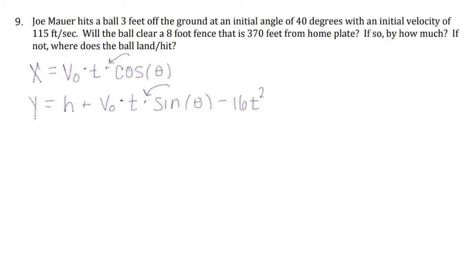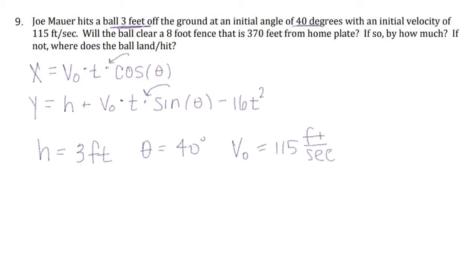All right, so let's look at the information we're given. We have a ball that's hit 3 feet off the ground, so I know my height is 3 feet, with an initial angle of 40 degrees, so I know theta is 40 degrees, and make sure those calculators are set in degrees, with an initial velocity, v sub 0, of 115 feet per second. Okay, and that's a C.